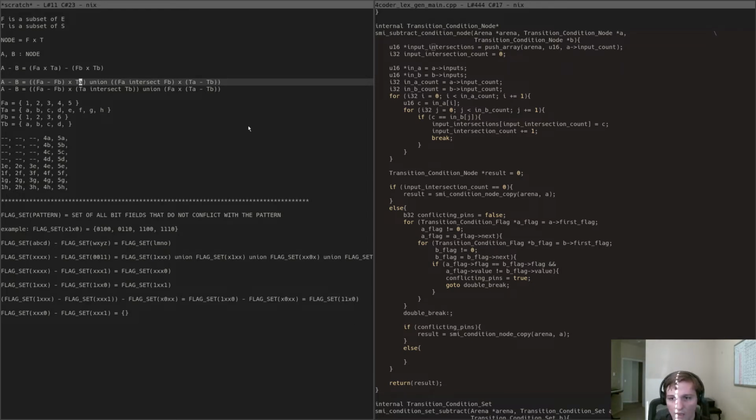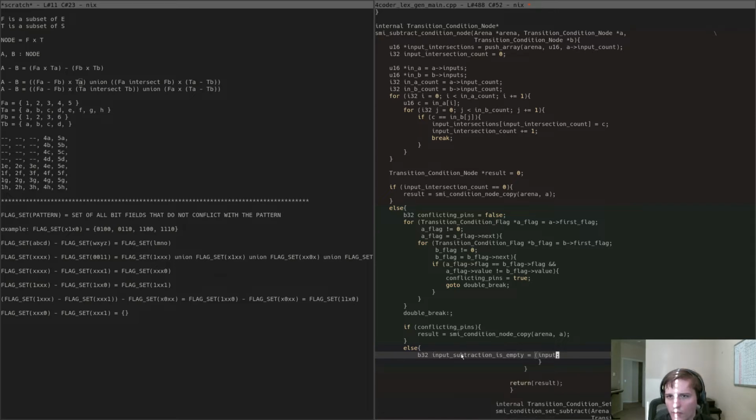So we do need to know if either of these things are empty now that we're at the point where we know we can't just copy the node. So let's do that first. I'm going to call this input subtraction is empty, equals input intersection count equals A count. So if the intersection count and the A count are equal to each other, then the subtraction of the A minus B input sets will be empty.